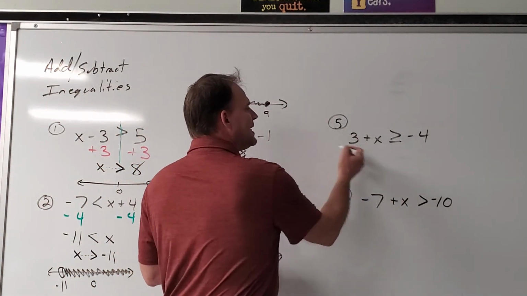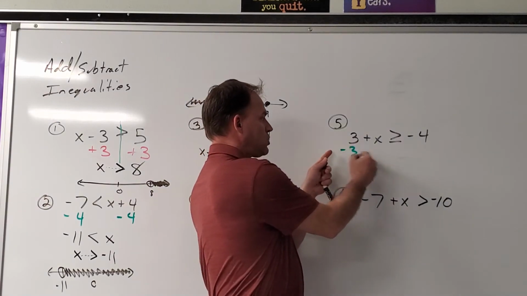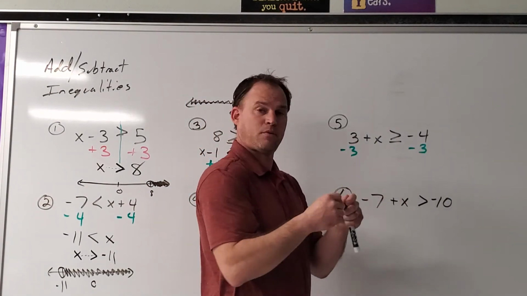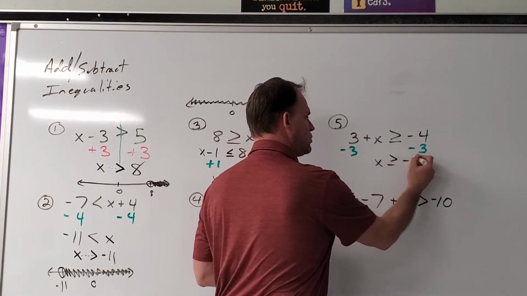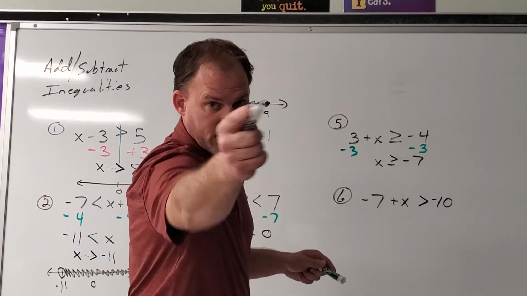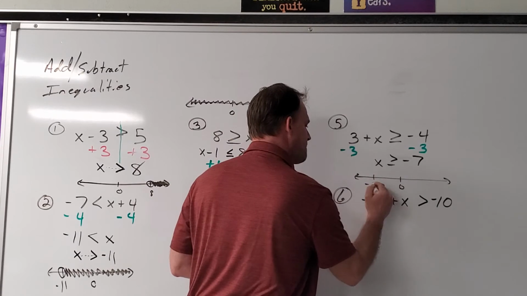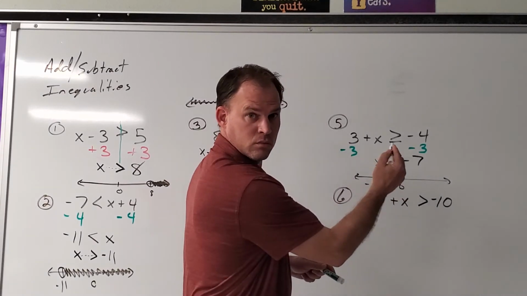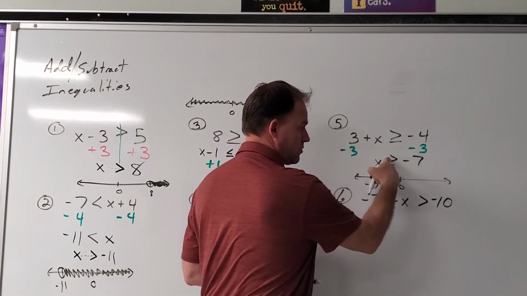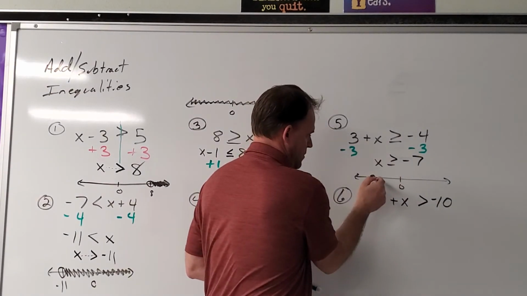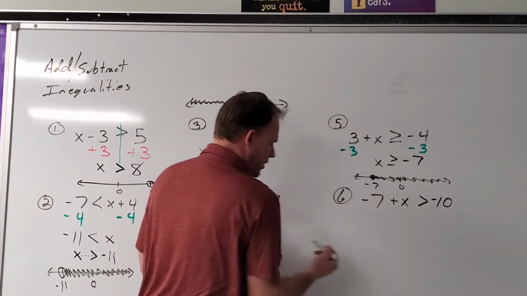Number 5. Solve this equation. Remember, I need to get rid of the 3. Don't look here. I need to go -3 on both sides. That's perfectly fine. So I get x greater than or equal to -7. Use a calculator if you're not good with your negatives. Draw. Open or closed? I heard you. Very good. Closed circle. Left or right? Which way is that pointing? Greater than, right. Here we go.